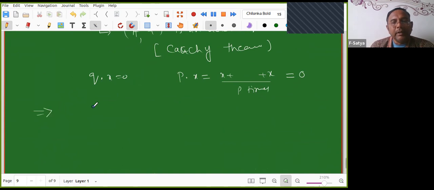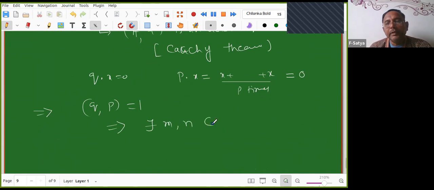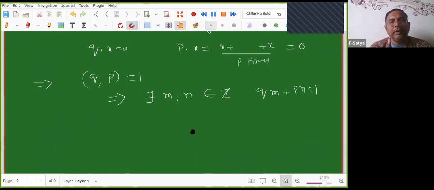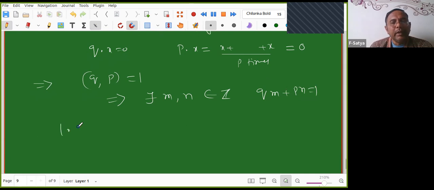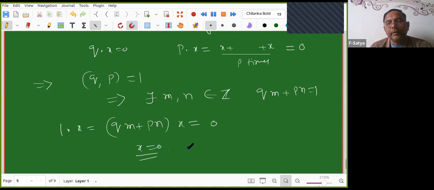But what about the GCD of Q and P? That is 1, because Q is different from P, I'm choosing. This implies there exist some M, N belonging to the integers such that QM plus PN is equal to 1, correct? So 1 times X equals (QM plus PN) times X, so this is equal to 0. That means X equals 0.